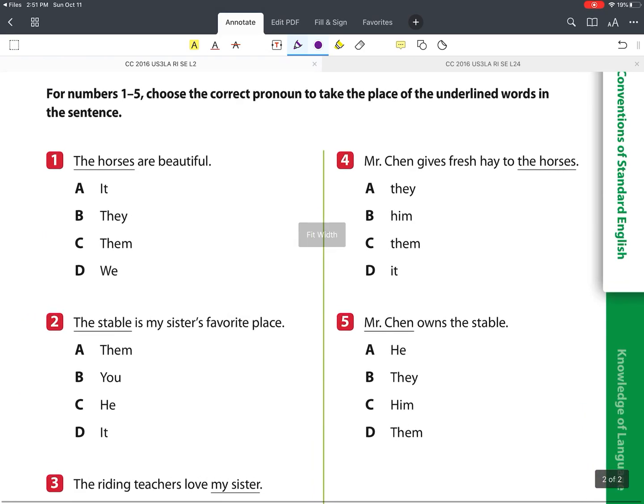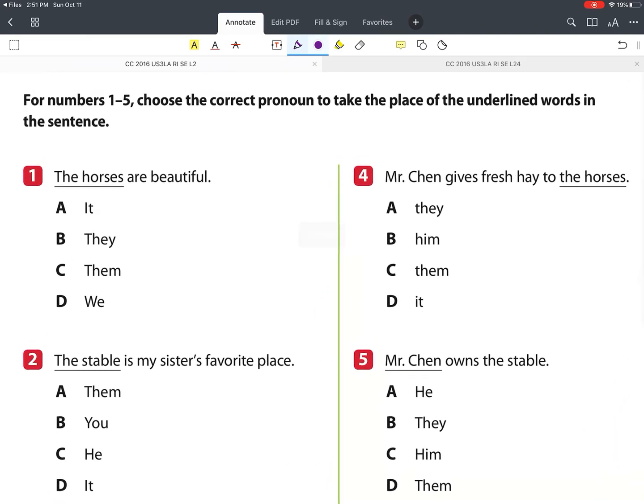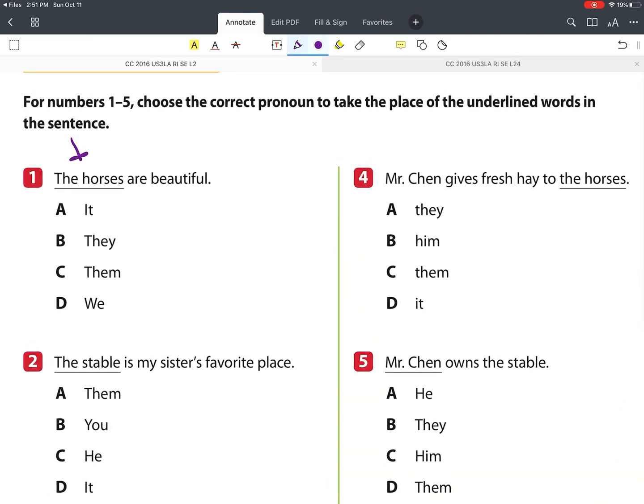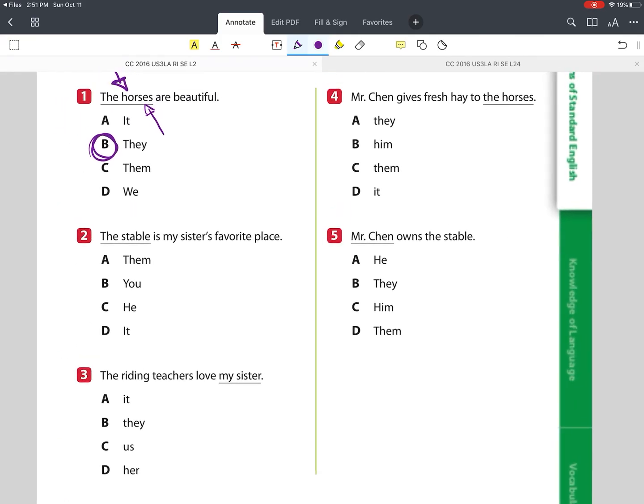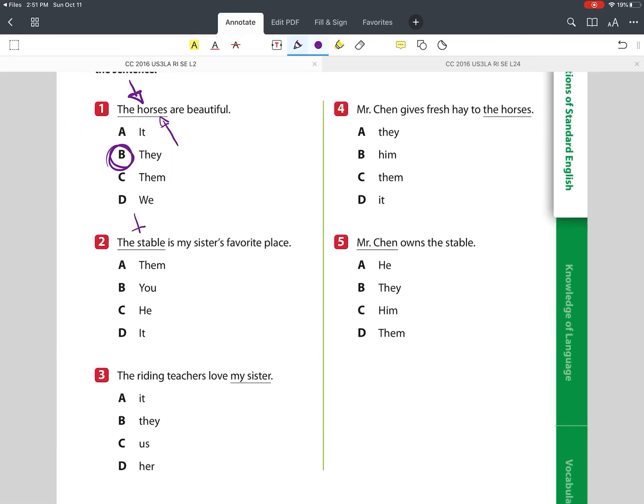That's it. Pronouns. How could we replace these pronouns? You'll be doing this on your own, but let's take a look. The horses are beautiful. How could we replace it? It are beautiful. They are beautiful. Them are beautiful. Or we are beautiful. It's talking about the horses. We would say they. So go ahead and do the rest of these here. You're going to be replacing the underlined part with the pronoun that is appropriate.